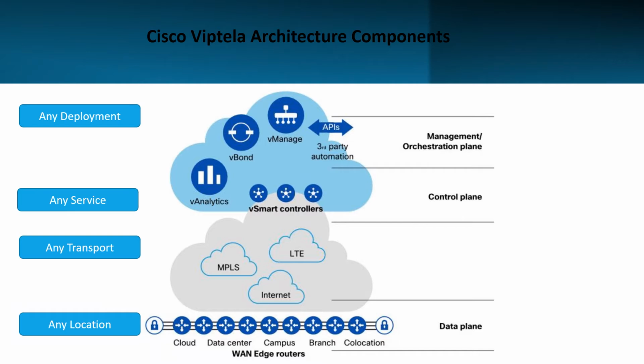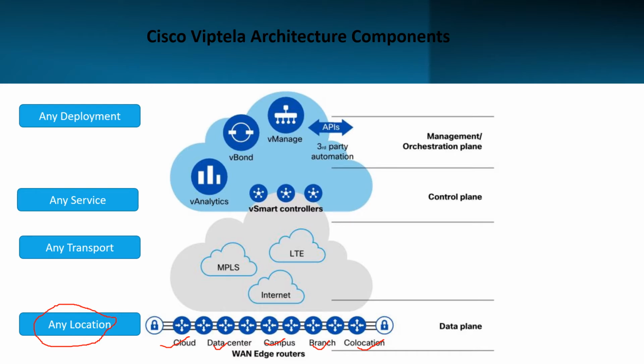So let's get started. On my screen, you can see the SD-WAN deployment model. Whenever we deploy SD-WAN on the branches, maybe on the edge side, you are going to have those deployments maybe on the cloud, maybe on the data center, maybe on your campus network. It can be branches, it can be co-location facilities. So your location can be any.